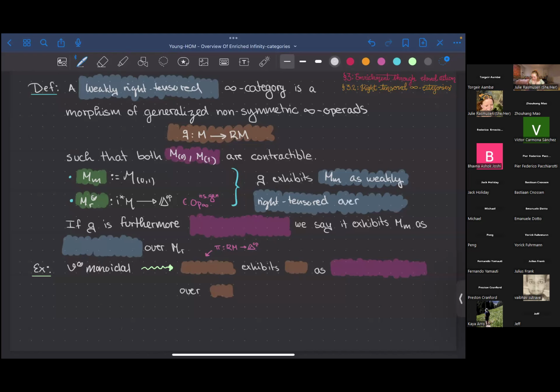over M_R. And again, we like it when our maps are co-Cartesian. So here, if Q is furthermore co-Cartesian, we just say it's right tensored. It's not weakly right tensored, just right tensored.